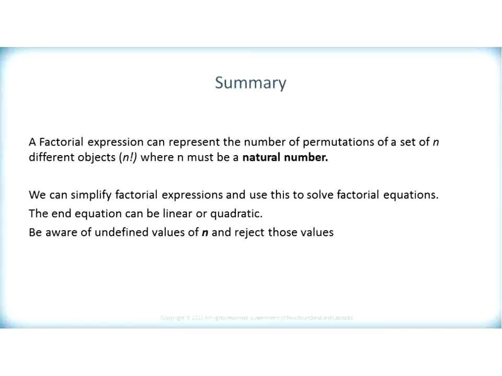In summary, a factorial expression can represent the number of permutations of a set of n different objects, that is n factorial, where n must be a natural number. We have to watch out for the undefined factorials. We can simplify factorial expressions and use this to help us solve factorial equations. The n equation may be a linear, where there's only one possible answer for n, or a quadratic, in which there are 2 possible answers for n. And be aware of undefined values of n and reject those values, inadmissible values.